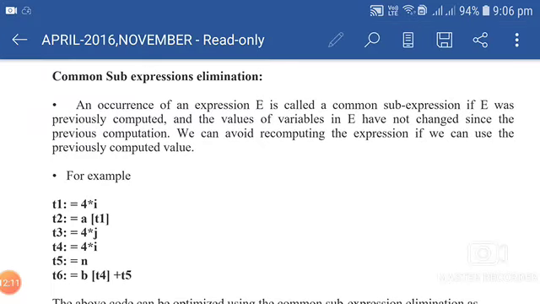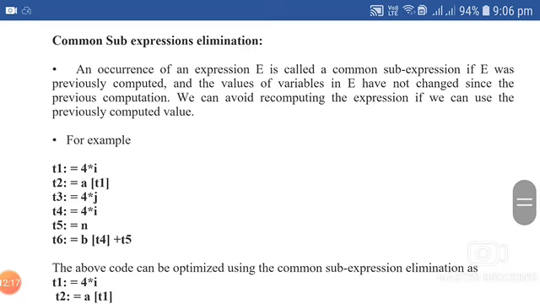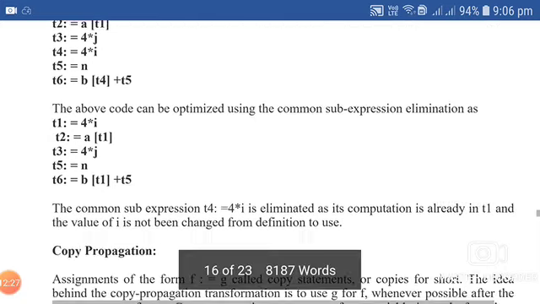So, common sub-expression elimination. For example, T1 is assigned 4 star I, T2 is assigned A of T1, T3 is assigned 4 star J, T4 is assigned 4 star I, T5 is assigned N, T6 is assigned B of T4 plus T5.